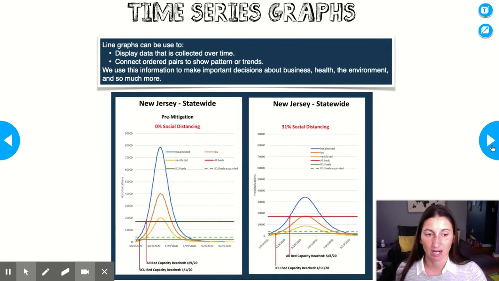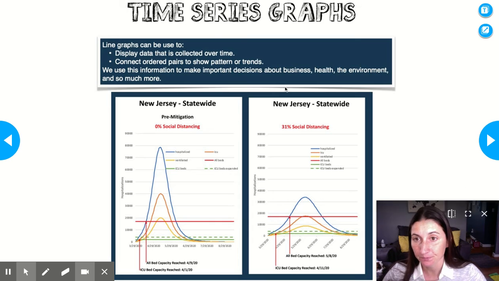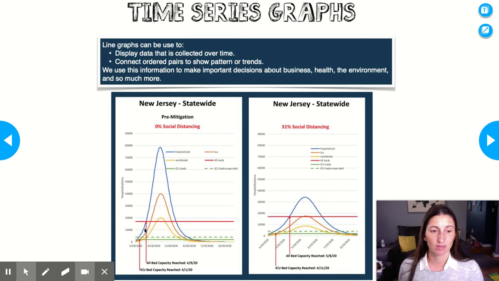Here are some time series graphs. We're currently at home in quarantine as a whole nation, and even collectively as a world, right? All over the world, people are at home self-quarantining to help slow the spread of the coronavirus, COVID-19. These are time series graphs that have been displayed by the governor of the state of New Jersey, and they are used to represent why we're social distancing and what the impact of it is. So they're using it to make decisions based on how long we should be social distancing and things like that.